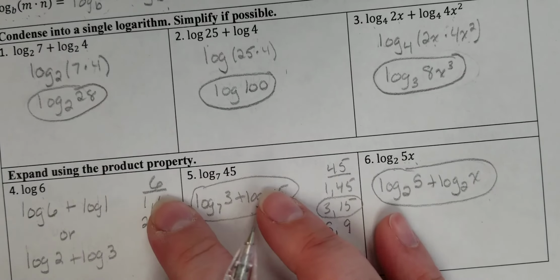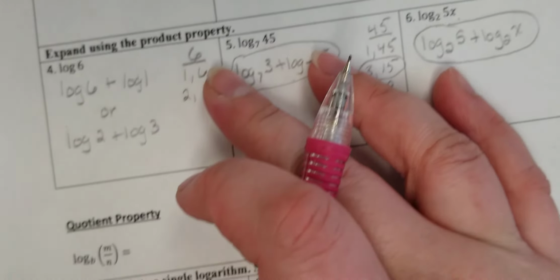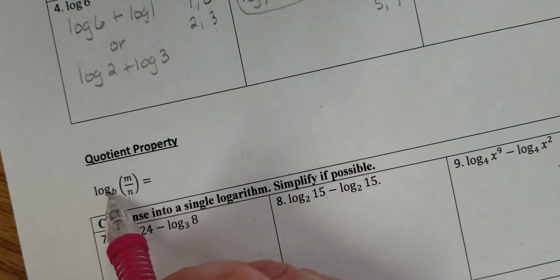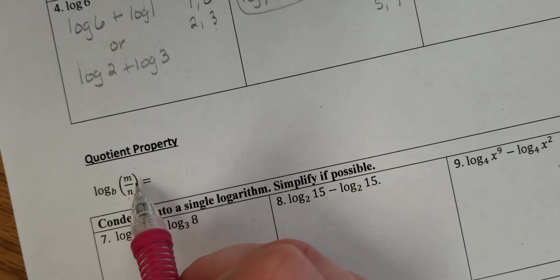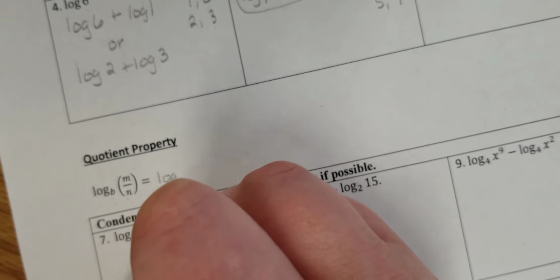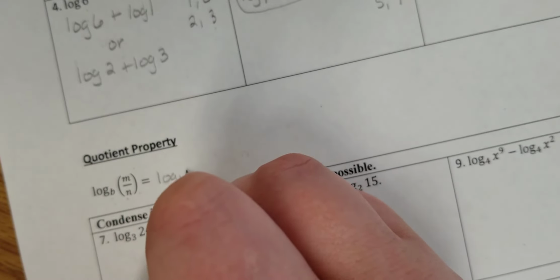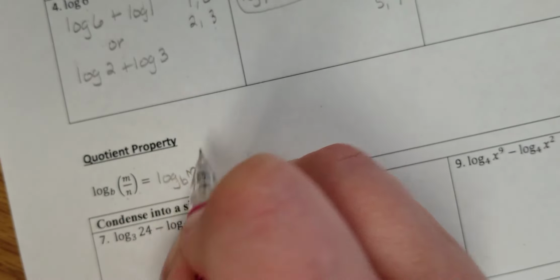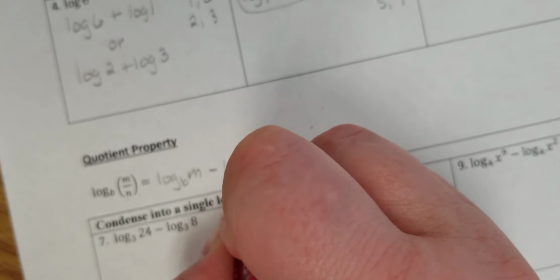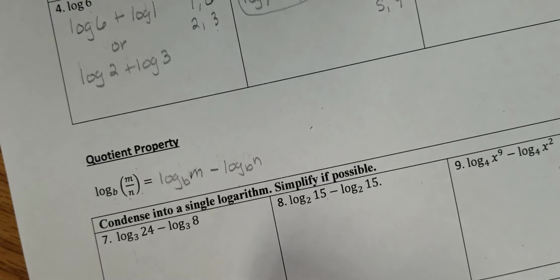So that is what you can use the product property for. The next one is the quotient property. So we have log base b of m divided by n. So to expand that, we make it log base b of m, which is the numerator, minus log base b of n.